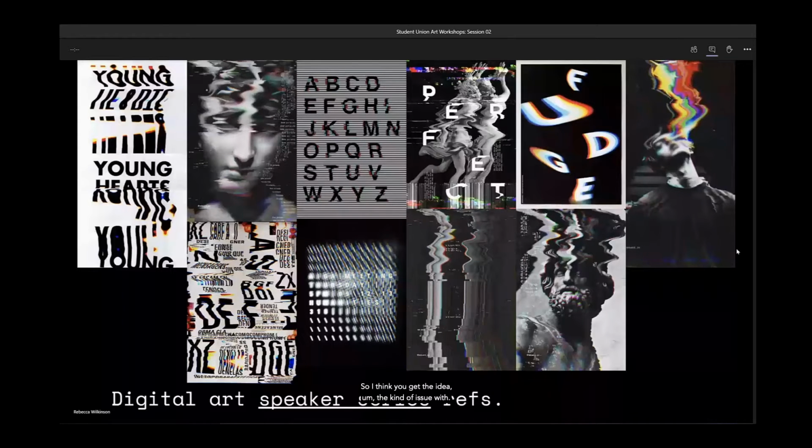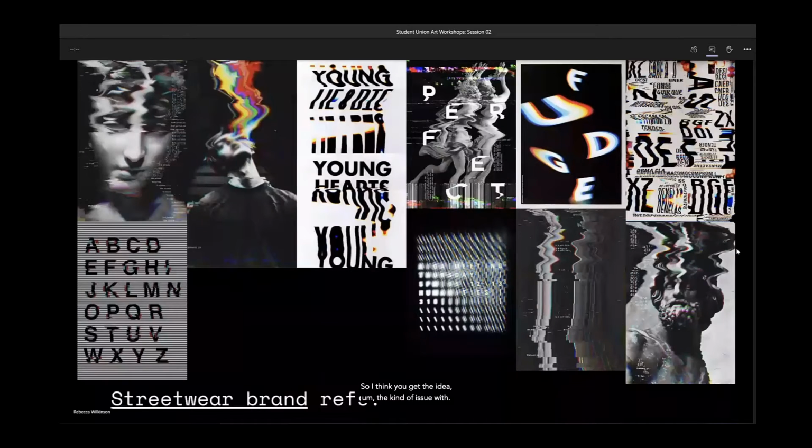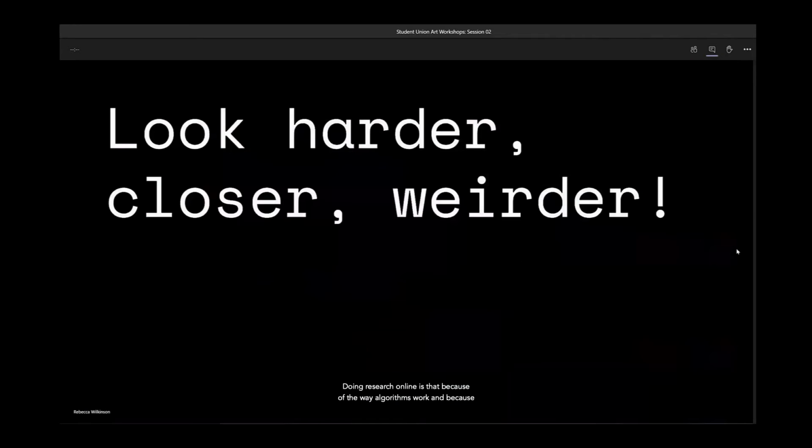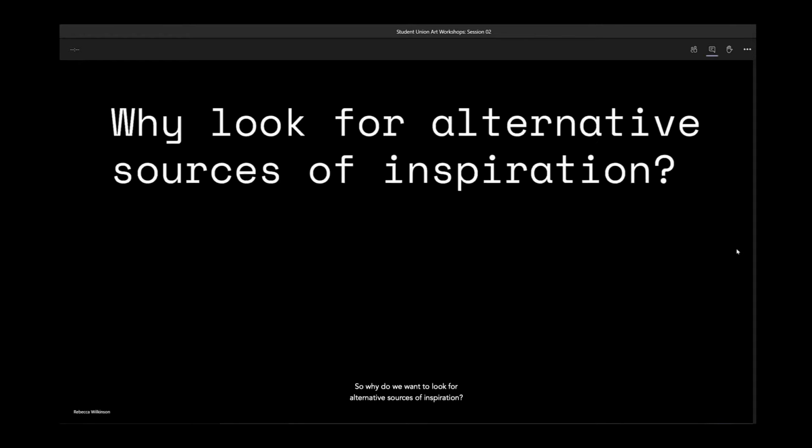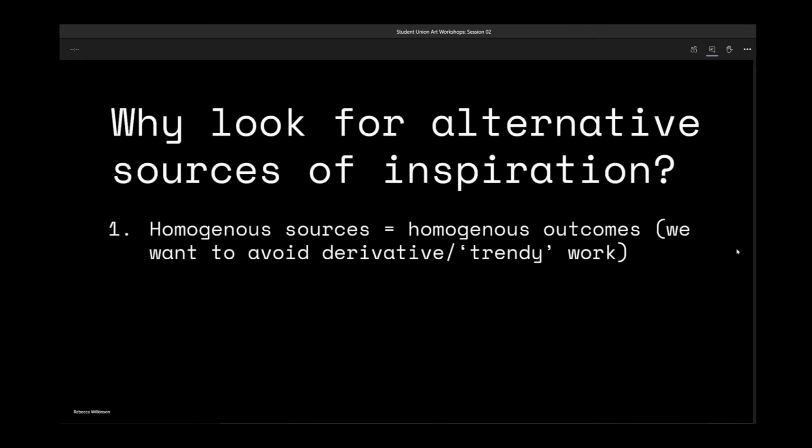And so on. So I think you get the idea. The issue with doing research online is that because of the way algorithms work and the way things trend, you tend to get a lot of the same stuff. So what I want to propose in this workshop is that we look harder, closer, and weirder at the things around us. So why do we want to look for alternative sources of inspiration?